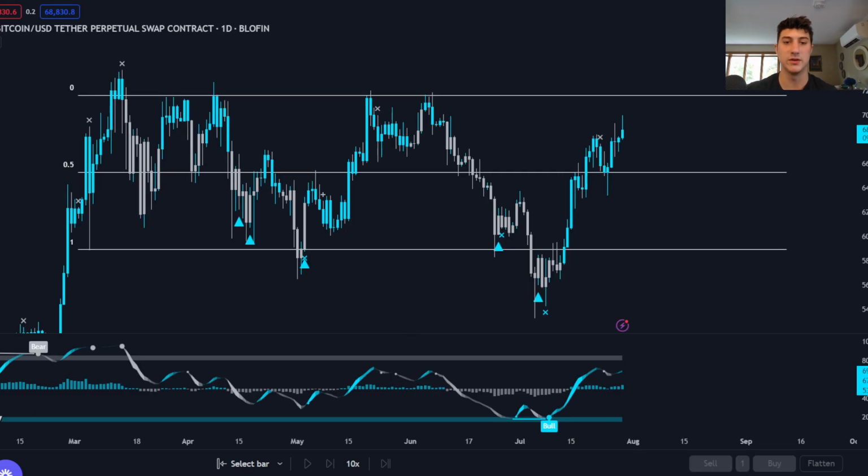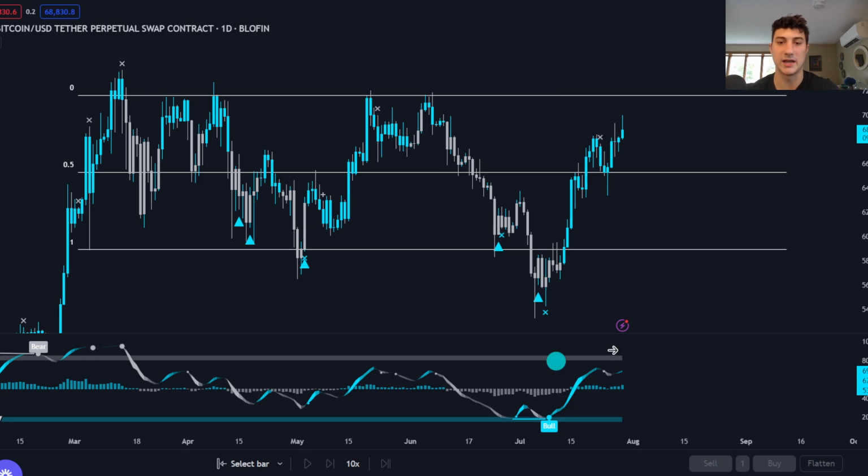Here's when I would not use the golden pocket fib, right? In any sort of ranging market, this is the best example I could think of right off the top of my head, right? Which is Bitcoin on a daily time frame. You can see we have these pretty clear range highs and range lows. So in this case, when you're in a clear ranging market, you want to be buying at the range lows and selling at the range highs.